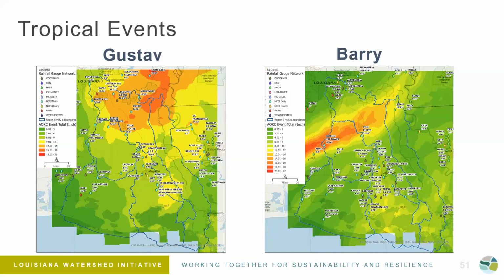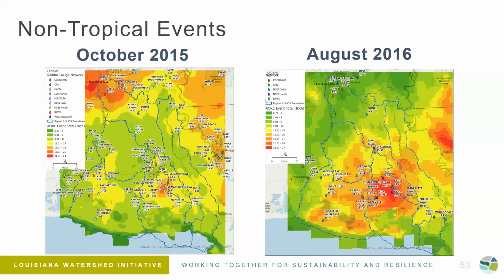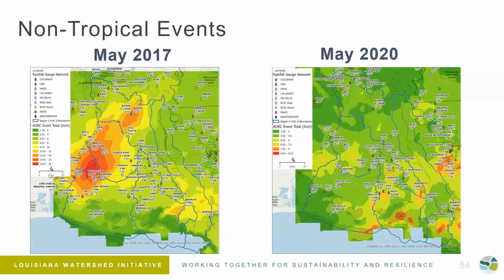So starting with our first 2 events here, we got Gustav and Barry. You can see they really, as far as precipitation depths, hit the northern part of Region 5. The other 2 we're doing are Laura and Delta. These are a little bit more western, still to the north a bit more, and this is just precipitation depths. Our non-tropical events, we're doing October 2015 and the flood of record in 2016. So again, 2015 is probably one of our smaller events as far as understanding what's going on at the lower end. And then May 2017 and May 2020.